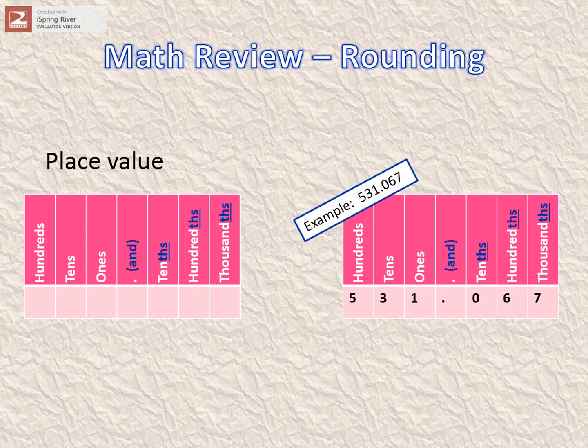So if we were to have 531 and 67 thousandths, then we would put it into our place value. 5 would be in the hundreds place, 3 in the tens place, 1 in the ones place, and, remember that's how I said it, 531 and 0 in the tenths place, 6 in the hundredths place, and 7 in the thousandths place. So if someone were to ask you what place value the 6 is in, you would say the 6 is in the hundredths place.